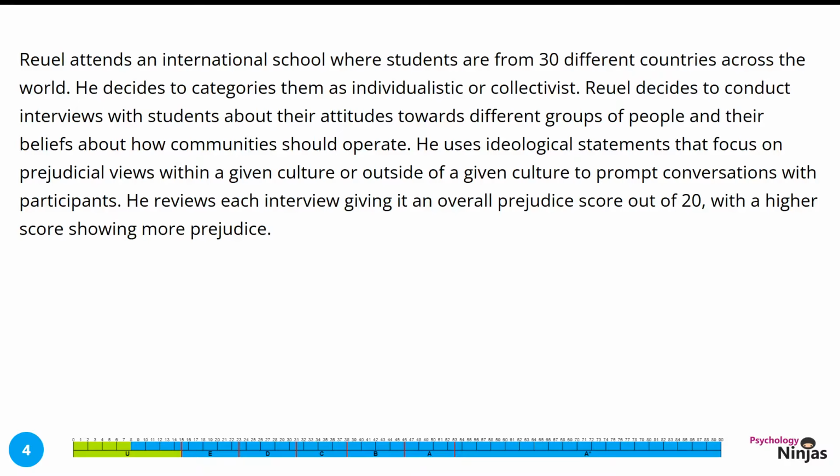Ruel attends an international school where students are from 30 different countries across the world. He decides to categorise them as individualistic or collectivist. Ruel decides to conduct interviews with students about their attitudes towards different groups of people and their beliefs about how communities should operate. He uses ideological statements that focus on prejudicial views within a given culture or outside of a given culture to prompt conversations with participants.